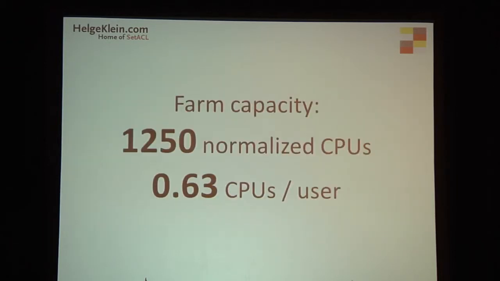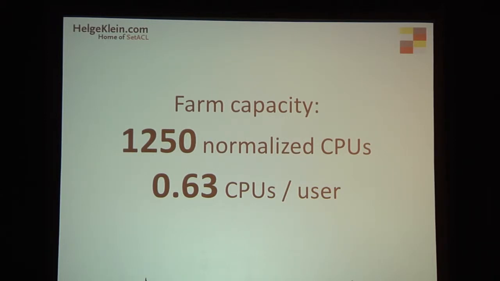Okay. So if we break that down per user, so this should read normalized cores, I've got 0.63 normalized cores per user, which is quite a lot, I would say, depending on the workload, of course. But this is an office workload, so people typically don't need that much CPU performance. So this number is relatively high.